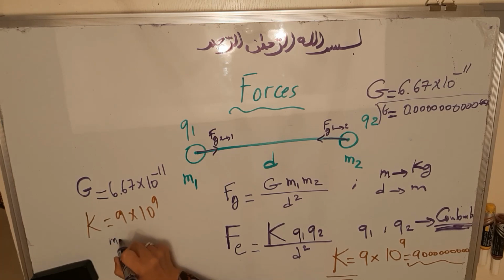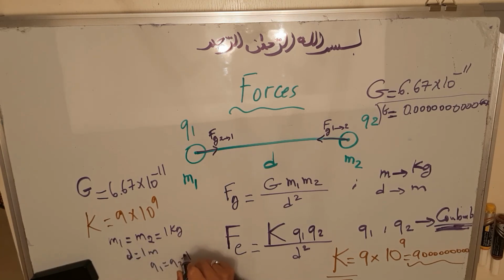So we said M1 equals M2 equals 1 kilogram, d equals 1 meter, Q1 equals Q2 equals plus 1 coulomb. If it is plus 1 coulomb, are these charges going to repel each other, or are they going to attract each other? Positive charges repel each other. A negative charge would also repel a negative charge, but if you've got a positive charge and a negative charge, they will attract each other. Okay, so let's go ahead and do the calculation.